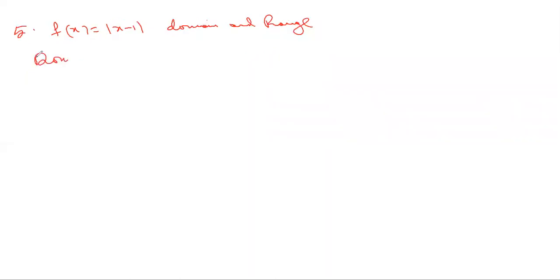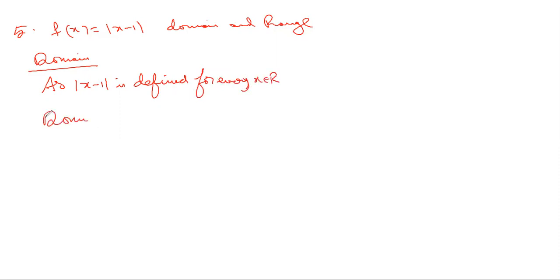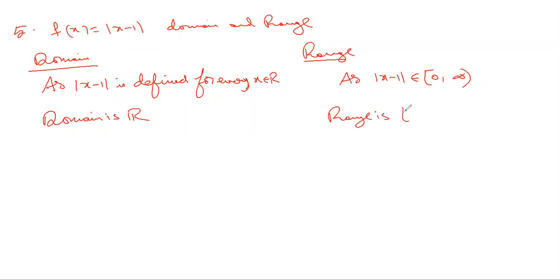So the domain, same as mod x minus 1 is defined for every x belongs to R. Domain is all real numbers. That's it. And the range, as mod x minus 1 belongs to closed 0 to infinity. The range is closed 0 to infinity.